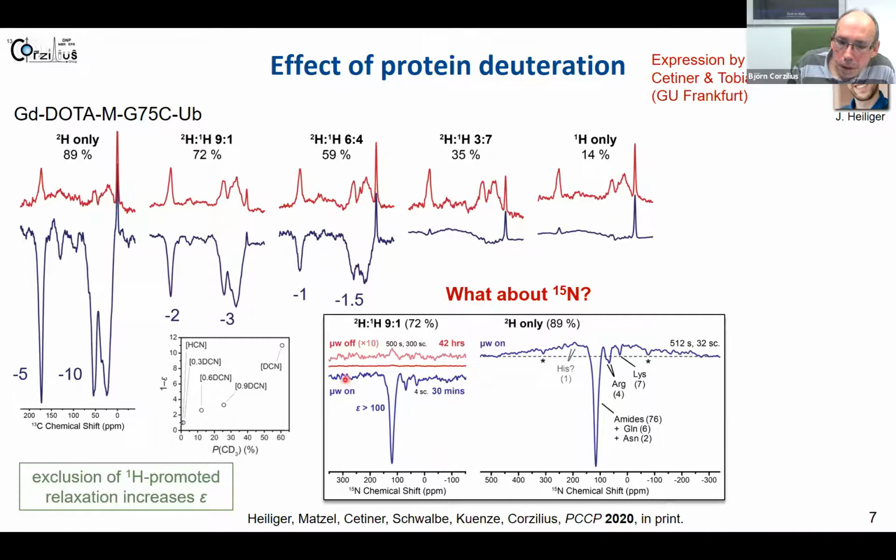So we get a quite nice NMR spectrum without cross-polarization in about 30 minutes. And this is from, I think, a 1 micromolar sample.